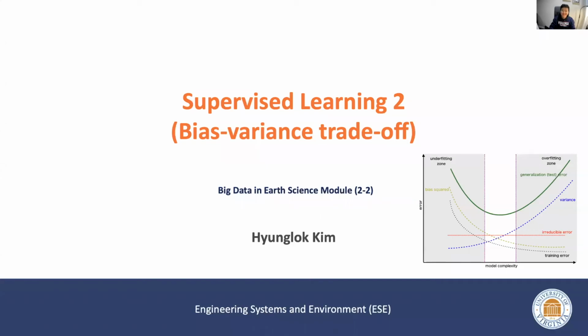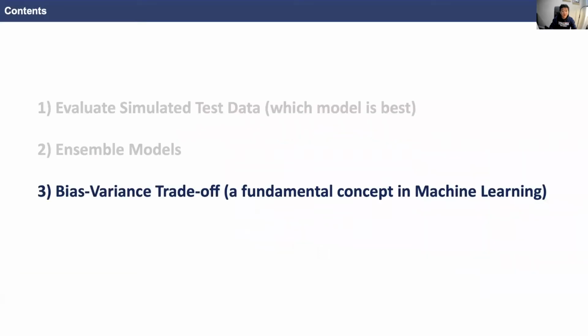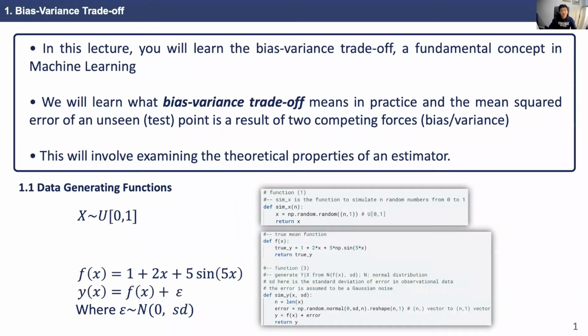Hello, everyone. This is the second lecture for the Big Data in Earth Science module 2. In this lecture, I will continue talking about the bias-variance trade-off. So in this lecture, you will learn the bias-variance trade-off, a fundamental concept in machine learning.